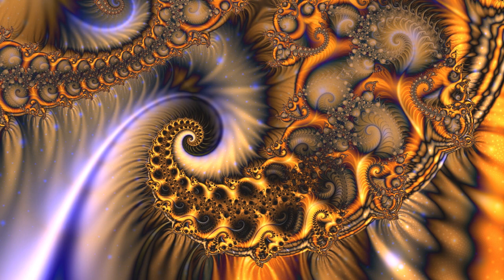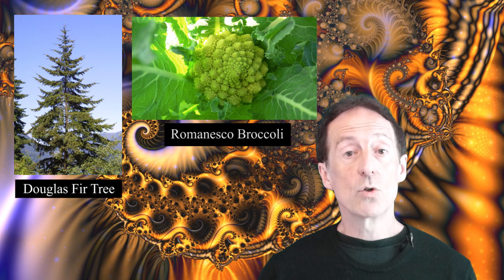Many naturally occurring objects have a complicated appearance, and when we look closer, the complexity only increases. If we zoom in for a close look, we find that small parts of the object resemble smaller replicas of the whole object. For instance, if we look at a branch from a fir tree, it may resemble the entire fir tree, and similarly, a floret of broccoli might look like the whole broccoli.